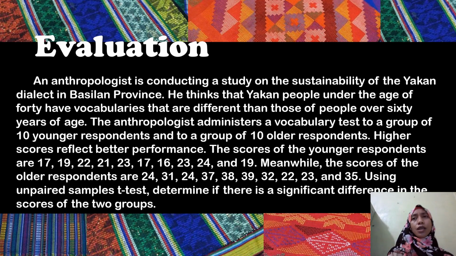The scores of the younger respondents are 17, 19, 22, 21, 23, 17, 16, 23, 24, and 19. Meanwhile, the scores of the older respondents are 24, 31, 24, 37, 38, 39, 32, 22, 23, and 35. Using unpaired samples t-test, determine if there is a significant difference in the scores of the two groups.